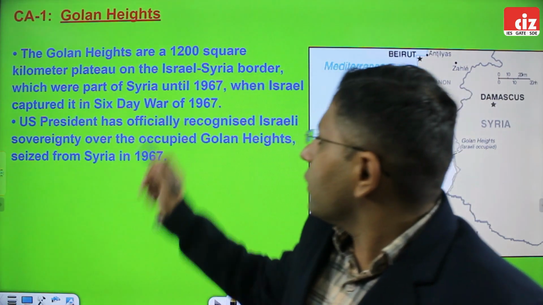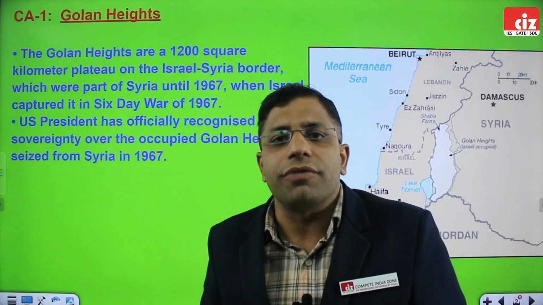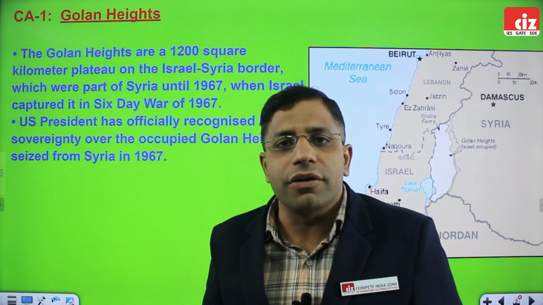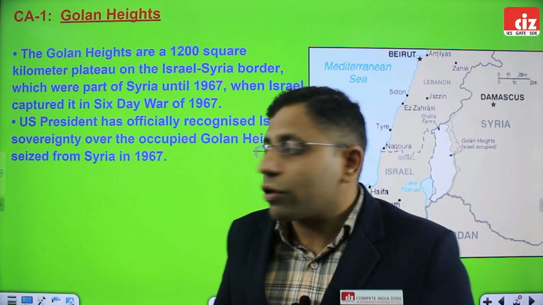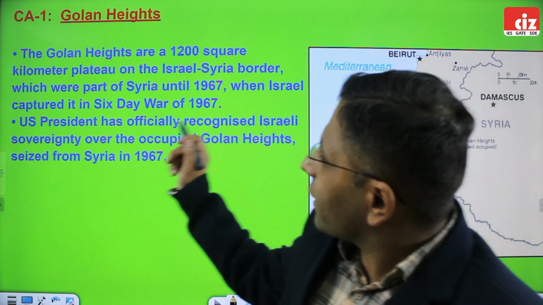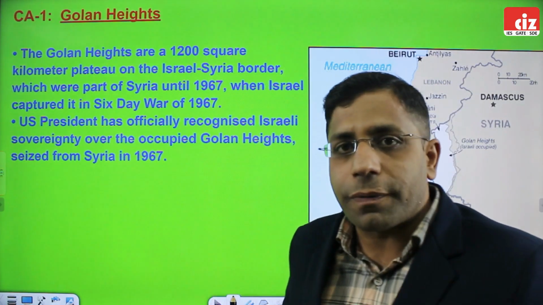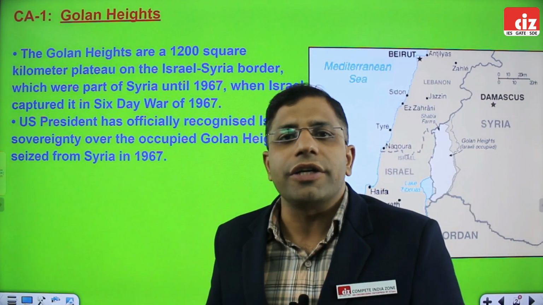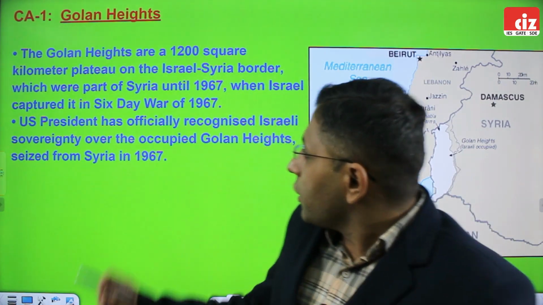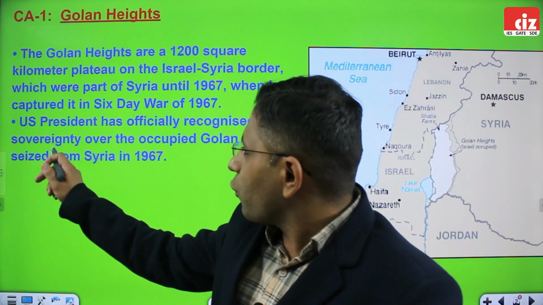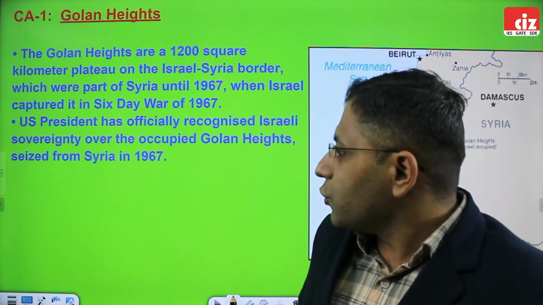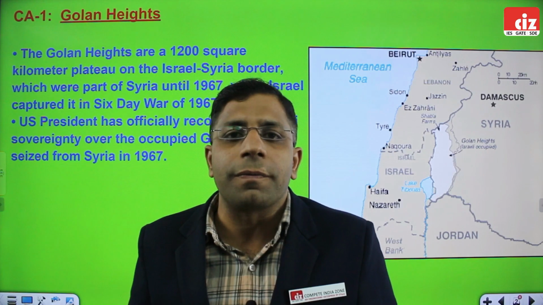They are part of Syria, and by the year 1967, they were completely the part of Syria only. However, there was a 6-day war in the same year, and thereafter Israel captured it in 1967. In the present scenario, United States President Donald Trump officially recognized Israeli sovereignty over the occupied Golan Heights, which were seized from Syria in 1967.